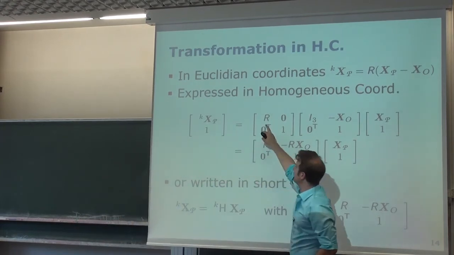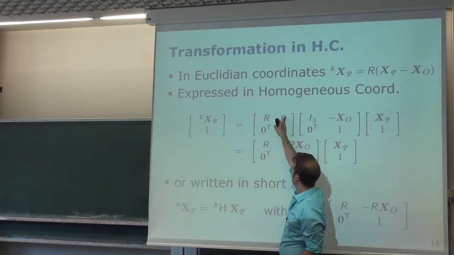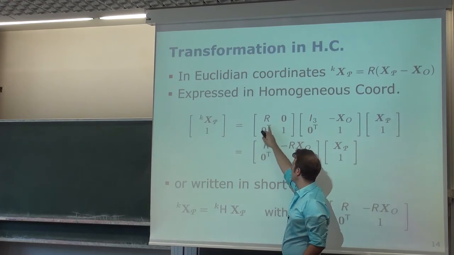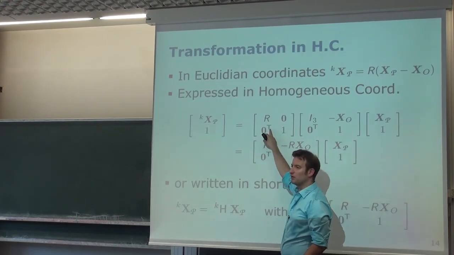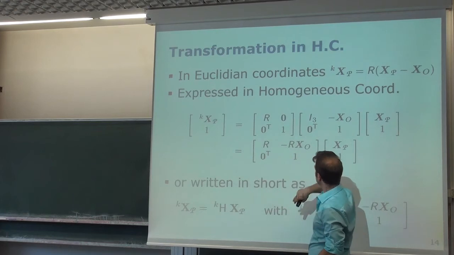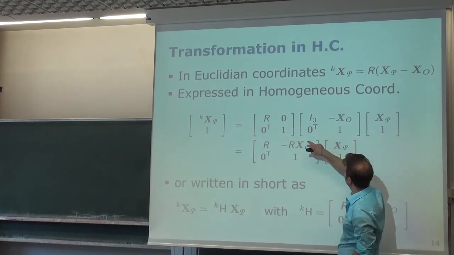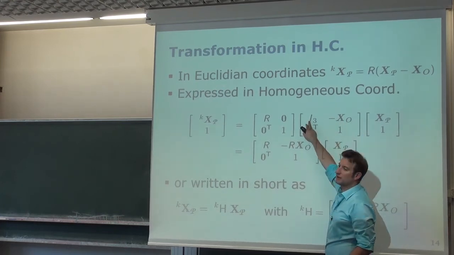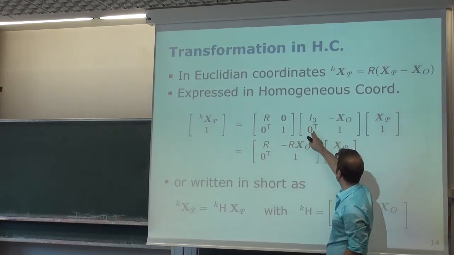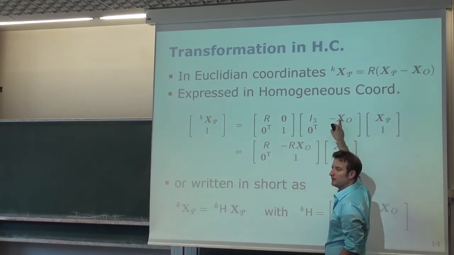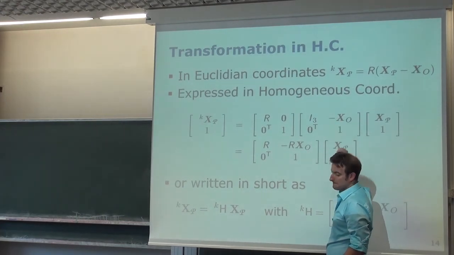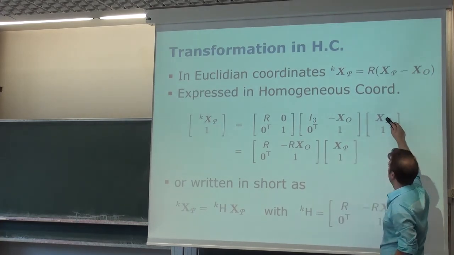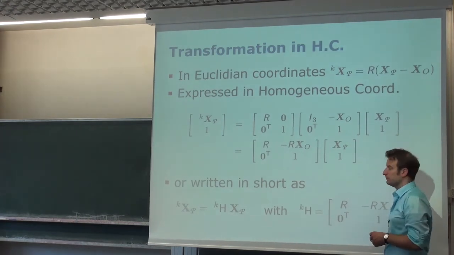Then this can be expressed as a rotation matrix. No translation, no parameters over here, which would lead to the projective transformation. Then I have a second transformation, which is just a shift, which is no rotation, so a 3 by 3 identity matrix, 0 over here, 1 over here, and here then minus the location of the origin of my camera. And here I have my point in the world coordinate system expanded by 1.